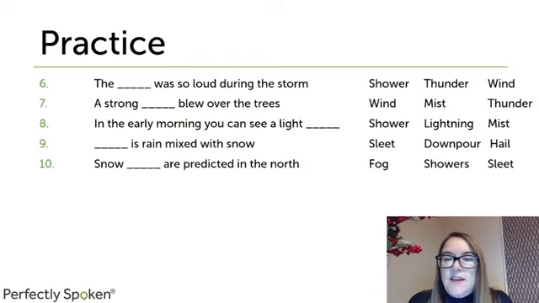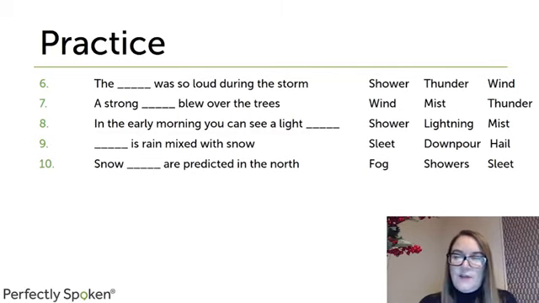Number 6. The... was so loud during the storm. Number 7. A strong... blew over the trees. Number 8. In the morning, you can see a light... Number 9 is rain mixed with snow. And number 10, snow... are predicted in the north. So pause the slide and see if you can identify what is the correct word. Which word will complete the sentences?